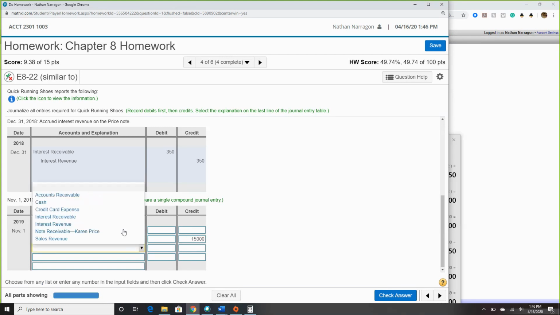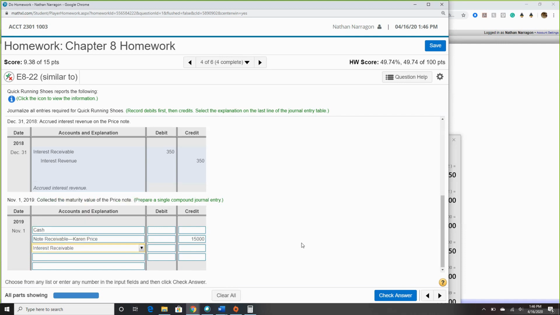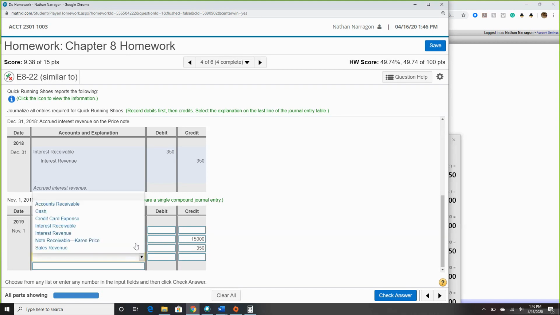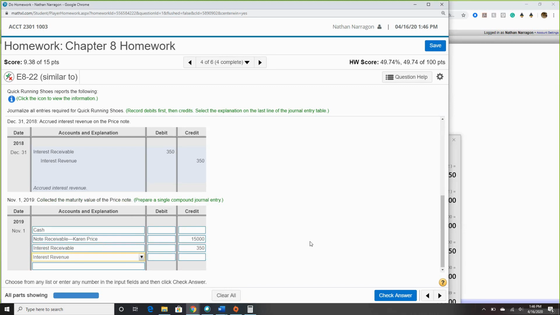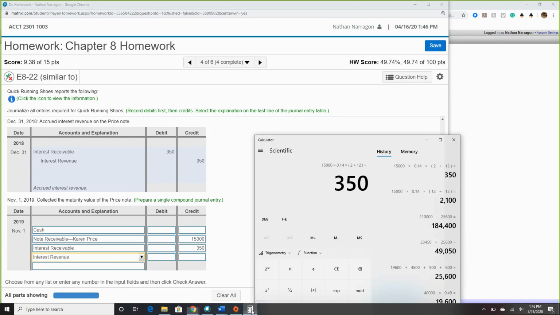Next account is going to be the interest receivable of $350. Again, that's what we have up here. We're getting paid for it. Okay. Last one to credit is interest revenue. And again, we're recognizing the revenue that we have earned. But we need to figure out that number for 2019.